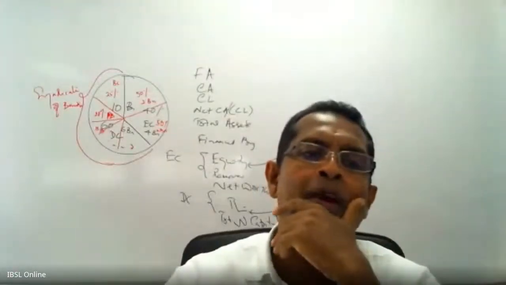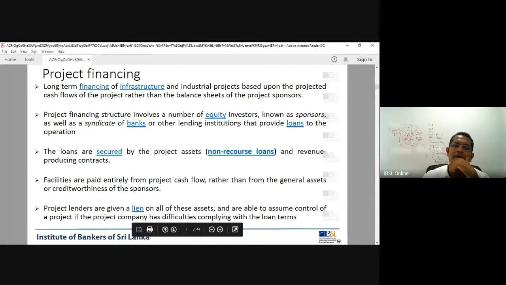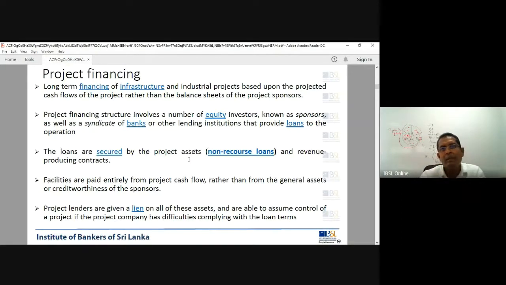Right? So project financing structure involves a number of equity investors known as sponsors as well as syndicate banks or lending institutions that provide loans to the operation. The loans are secured by project assets, non-recourse loans. Like here in Sri Lanka, whenever we do a smaller loan, we ask for mortgages, and on top of that we ask for personal guarantees, corporate guarantees, all those stuff.